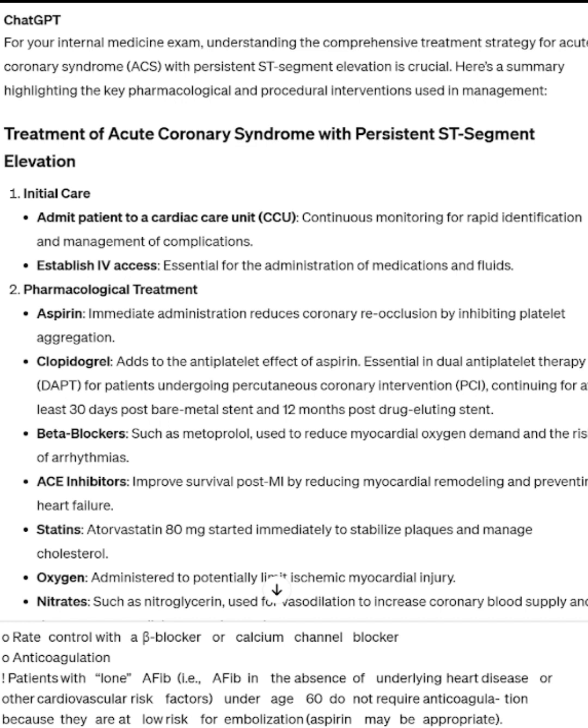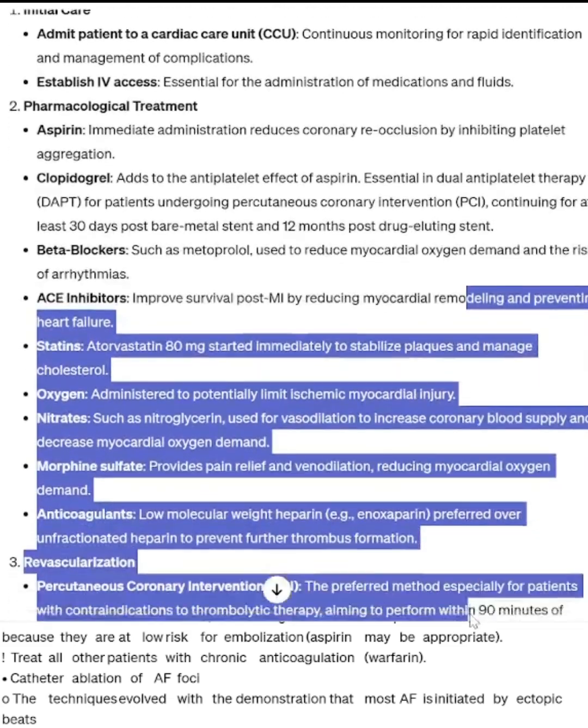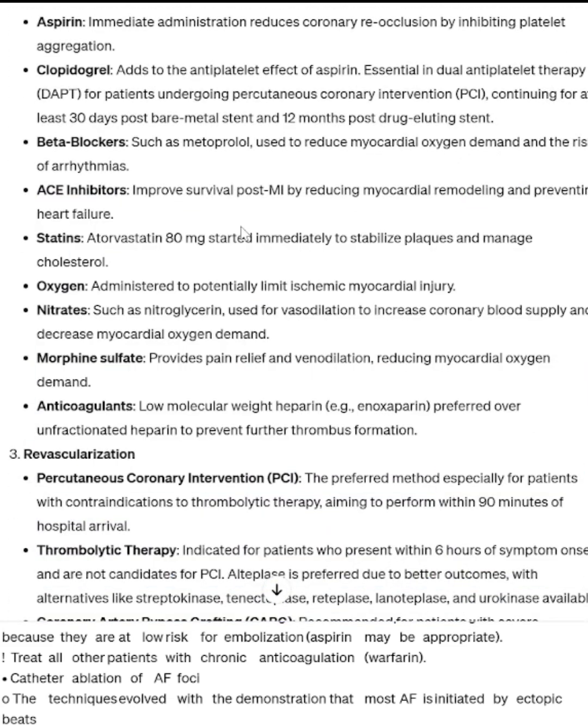2. Pharmacological treatment. Aspirin. Immediate administration reduces coronary reocclusion by inhibiting platelet aggregation. Clopidogrel adds to the antiplatelet effect of aspirin, essential in dual antiplatelet therapy, DAPT. For patients undergoing percutaneous coronary intervention, PCI, continuing for at least 30 days post-bare metal stent and 12 months post-drug-eluting stent. Beta blockers, such as metoprolol, used to reduce myocardial oxygen demand and the risk of arrhythmias.